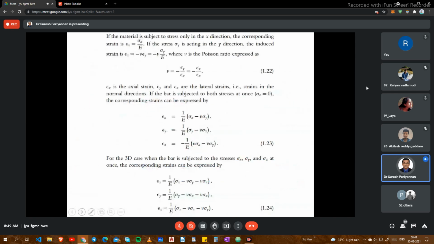Now I come to the stress strain relations. In the stress strain relations, you might have studied volumetric strain, and maybe a few students may not recollect the information. I will go through a brief explanation, then we come to this formula.